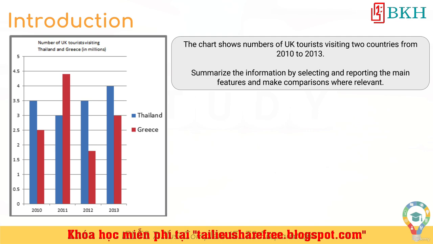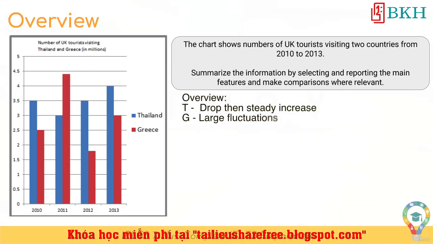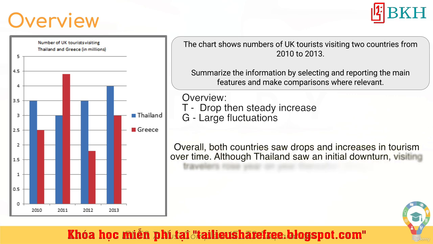Let's move on to our overview. It's important to remember that the overview paragraph should not contain any percentages, numbers, or figures. Here, we will only quickly report the main trends that we can see in the visual information. Generally speaking, your overview doesn't need to be any longer than between 2 to 4 sentences. Let's take a look at what I wrote for my overview.